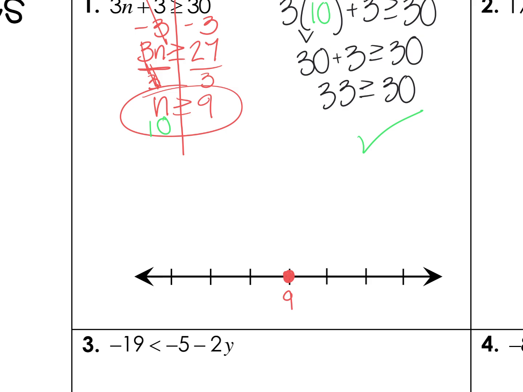Now, we need to figure out which direction we're going. It says n is greater than or equal to 9, which means n will be greater than 9. So I need to go where my numbers get bigger because n is going to be anything that is greater. So n can be 10, 11, 12, 13, 14, and so on and so forth, to infinity. N is bigger than 9.